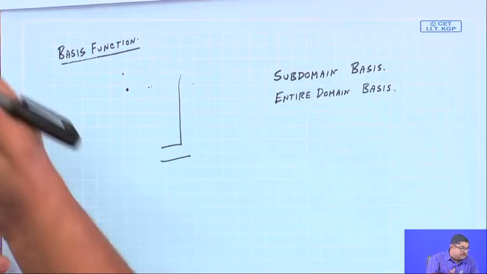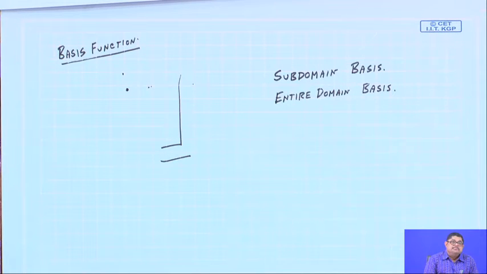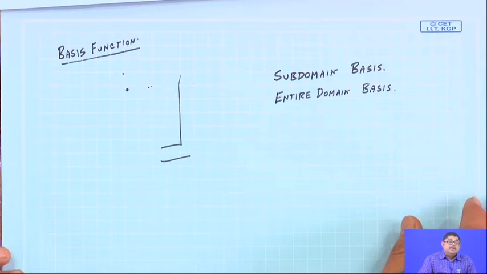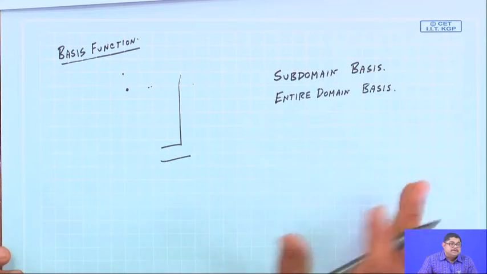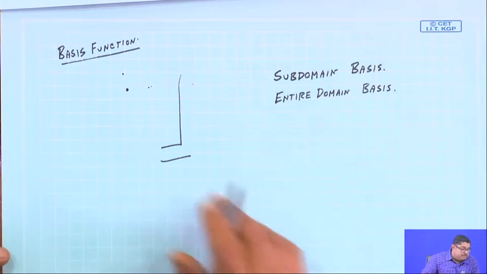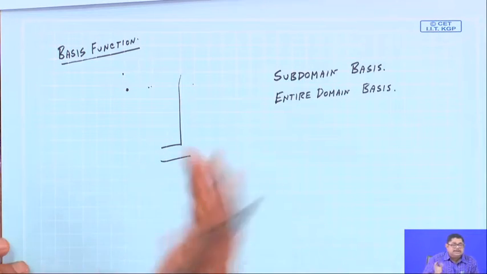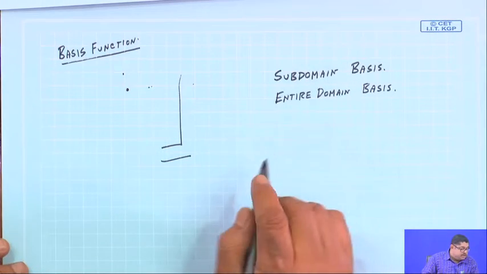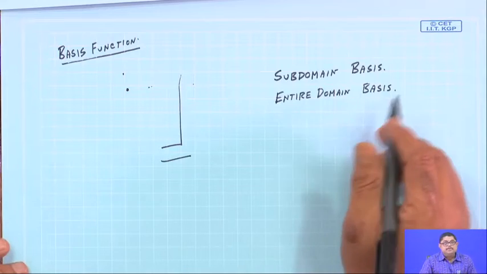So, what should we consider when choosing a basis function? One thing, it should be able to accurately resemble the actual unknown function, but also it should be computationally less intensive, or the computational burden should be less. So, these are the two things, and people mix these two. Now, let us first take the subdomain basis.